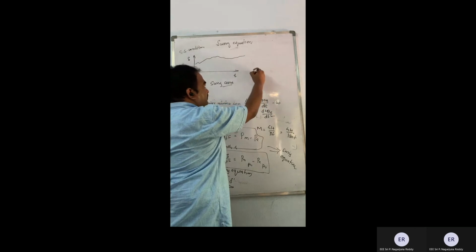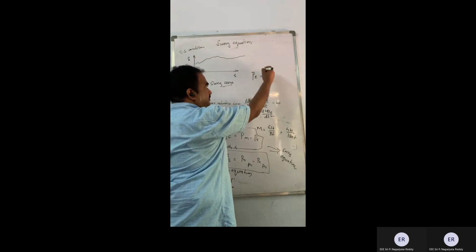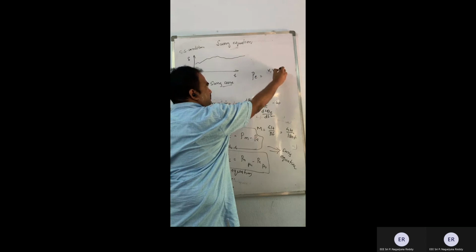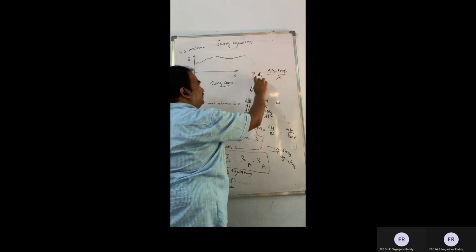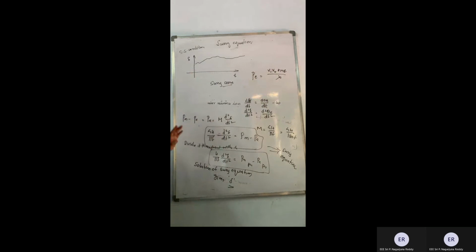Why is it more important? Because of the electrical power which you are transmitting over the system, if delta varies too much, then what will happen? Pe varies too much, isn't it? If Pe varies too much, then it is not desirable in a power system, isn't it? So that is the significance of swing equation, and this is about swing equation.